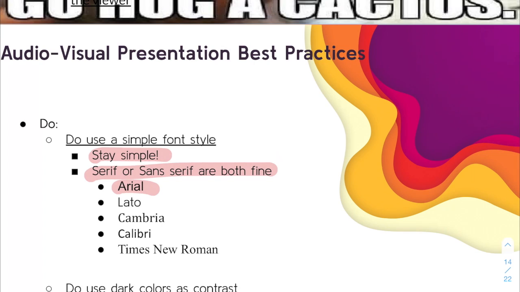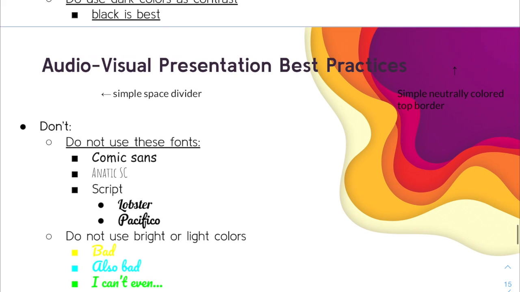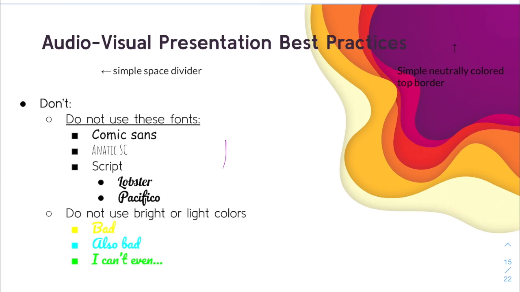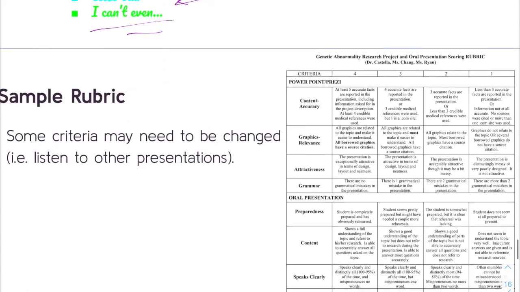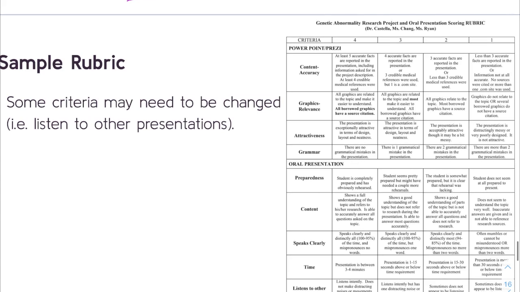Use simple fonts. These fonts are great. Keep it simple. Keep the text size pretty standard, like 16 point is a pretty good font size for a presentation, or maybe 18-point font. Don't use any fancy fonts or any bright colors or light colors for your text because it's very hard to read. Okay, so hopefully that gave you a good idea of what your presentation should include.